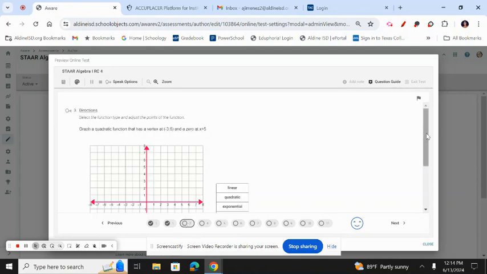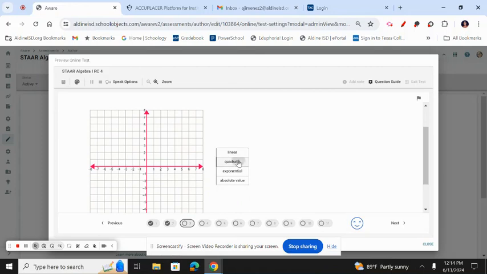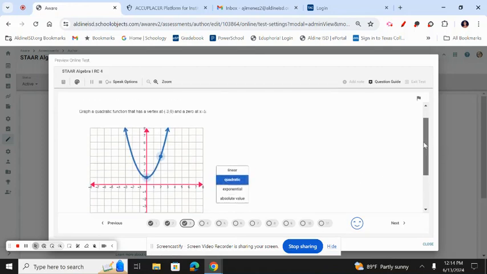So here we go. It wants us to graph the quadratic, so we know it's quadratic, so we're going to click on quadratic, and it wants us to graph a quadratic that has a vertex at -3, 6. So we're going to move this to -3 and up to 6. And then it has a zero at 5, so we're going to put 5 right there. And there's my graph.